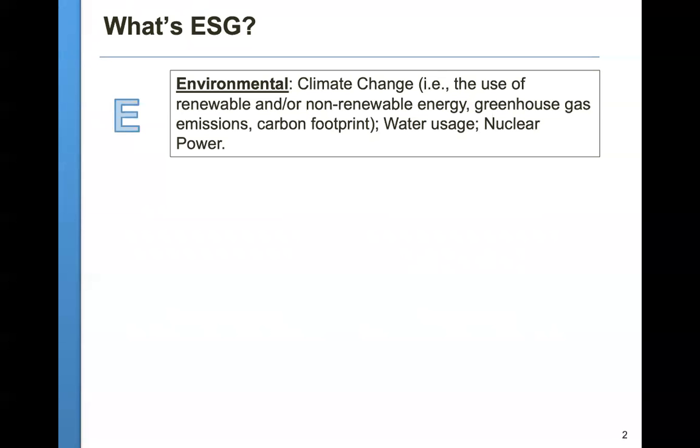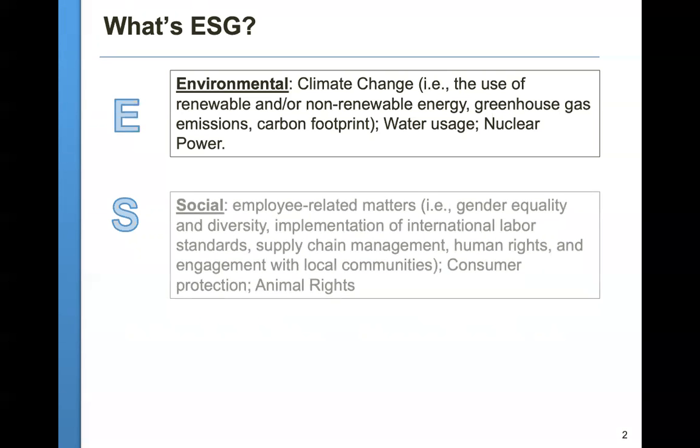Here, E refers to the environment. It includes climate change, which is related to carbon emission and carbon footprint, and so on. But it also has more general concepts beyond climate change, such as water usage, nuclear power, and soil degradation, and so on.